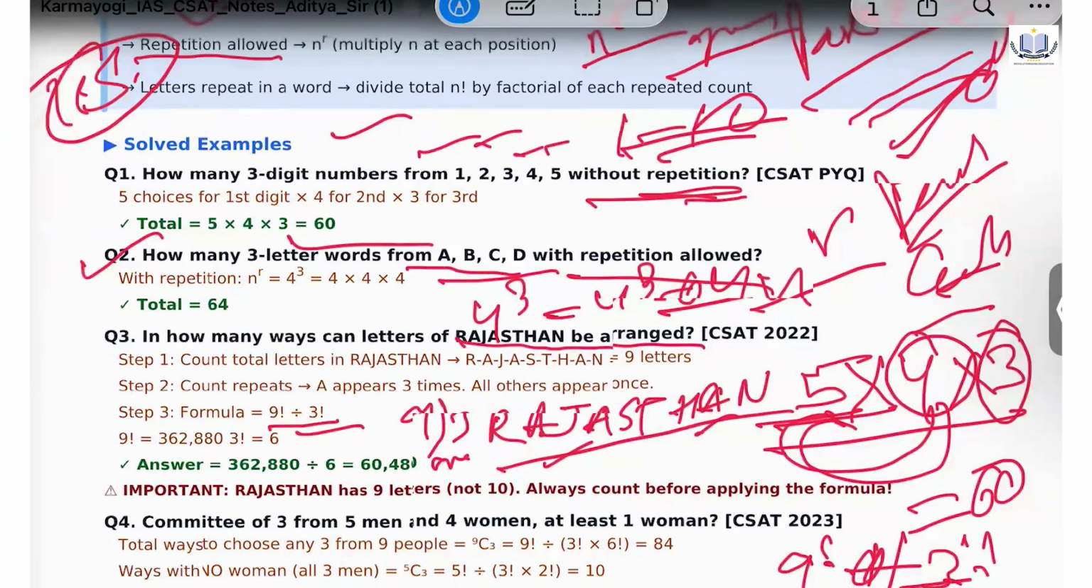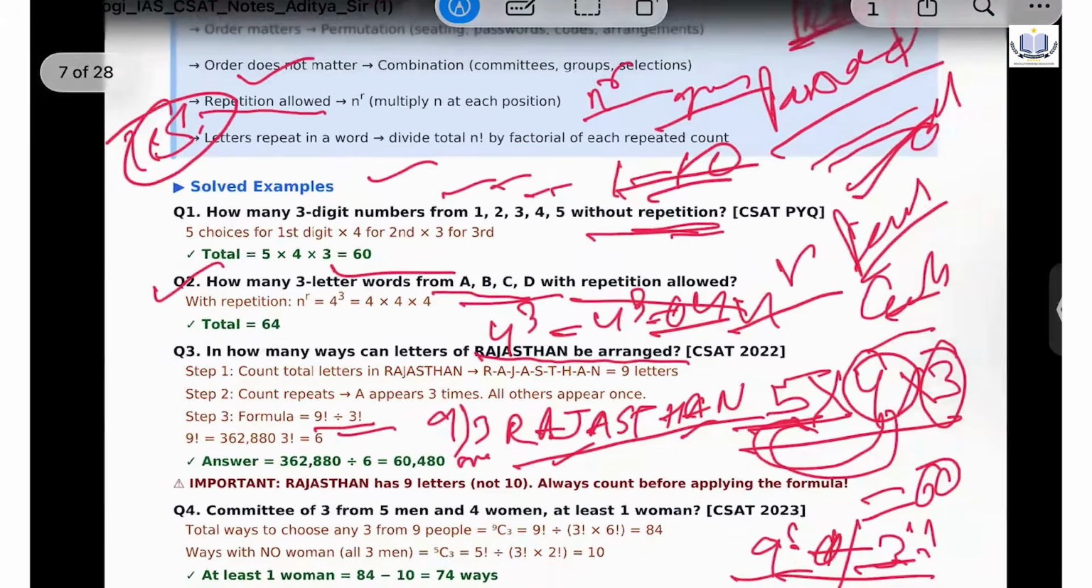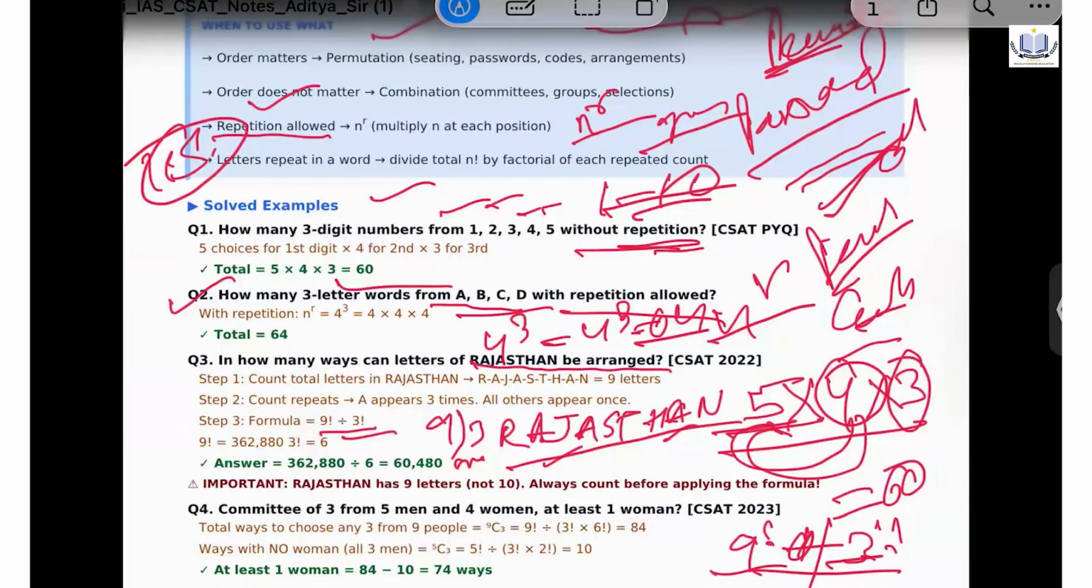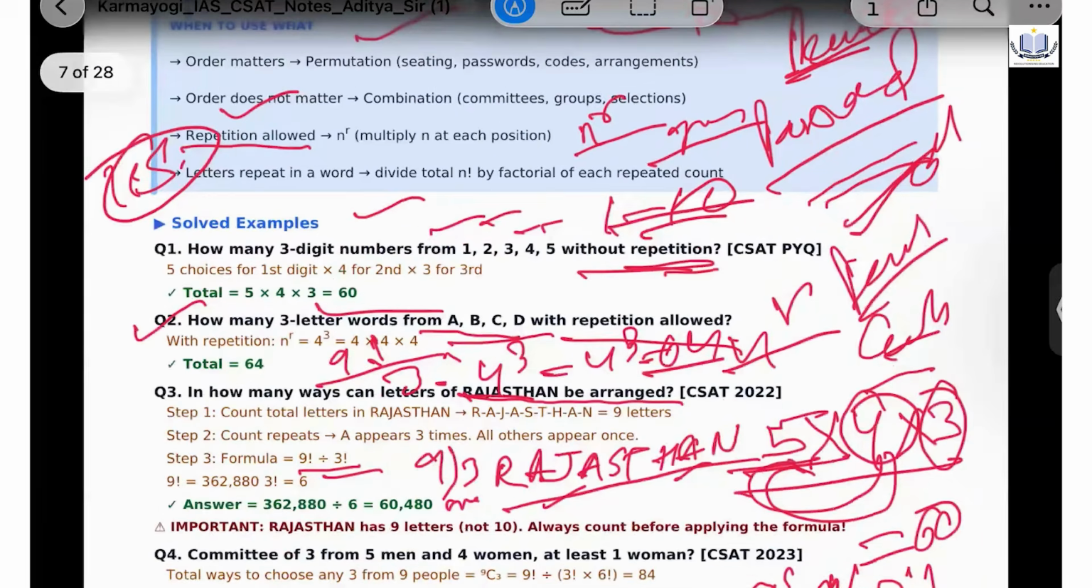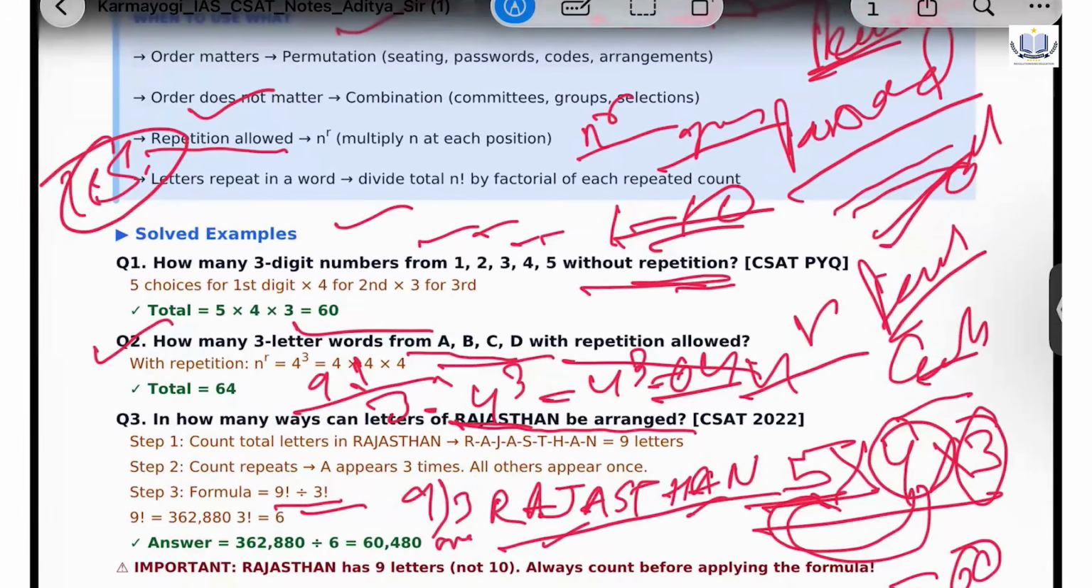Why so? Whenever letter is repeated in words, if they are saying how many ways can letter Rajasthan be arranged, so A तो 3 बार repeat हो रहा है, and if we have to find the answer how many ways it can be done, तो इसका simple formula होता है how many total letters we have? 9 factorial. Repeated letters A 3 times, so उसका factorial. So 9 factorial divided by 3 factorial will be your answer. So letter repeats in a word, divide total n factorial by factorial of each repeated count.